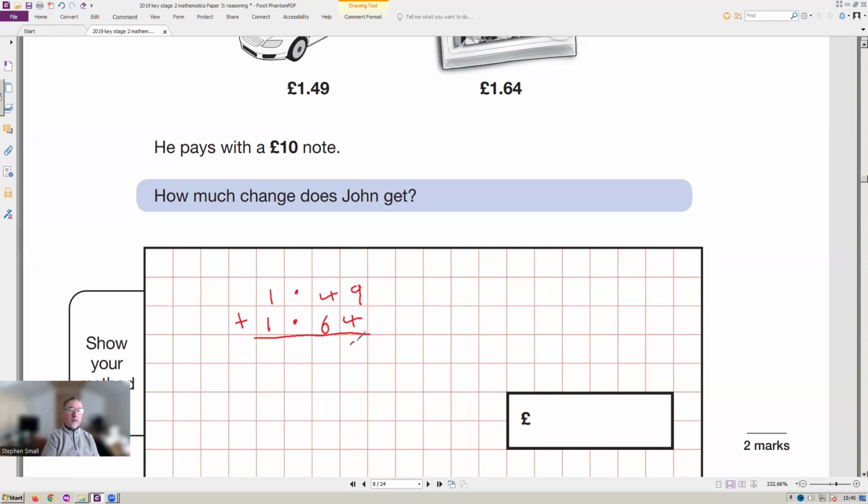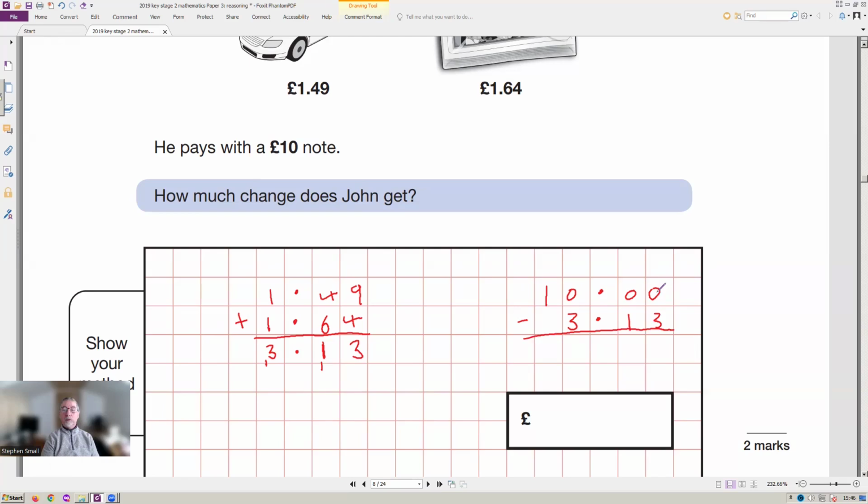Here we go. 9 add 4 is 13. 6 and 4 is 10 and 1 is 11. Put the 1 there. 1, 2, 3. 3.13. So it's going to end up with £6 something. So we'll put our £10 up here. Keep it like this, 0, 0. Minus the £3.13.